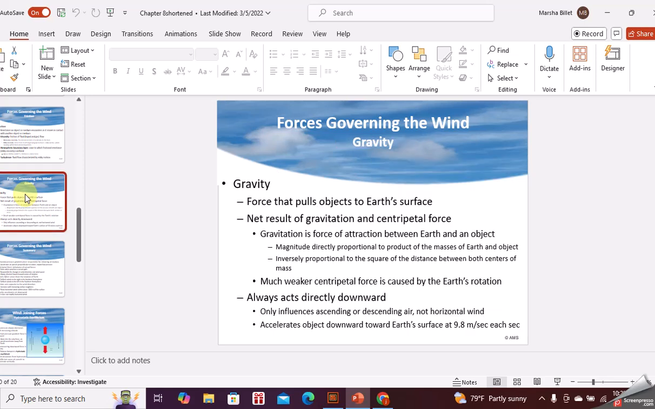Also, something called gravity. Yeah, gravity pulls the air down. It's what keeps that air from pushing out and going out. Because it affected the centripetal force of the Earth rotating.